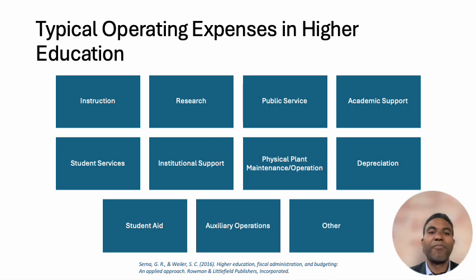Auxiliary operations are self-supporting and fee-based. They're essentially earning the money they need to sustain themselves. But they are technically not related to the mission of the institution. There are things like dining and housing. There are fees associated with that, but technically you can operate a college without housing or dining. But they help if you're going to have residential students.